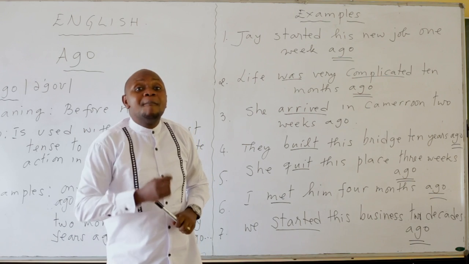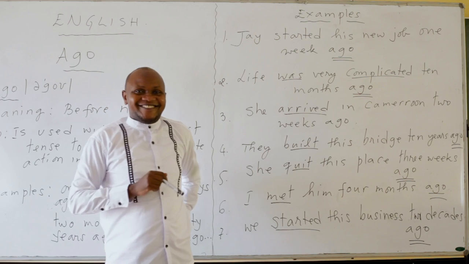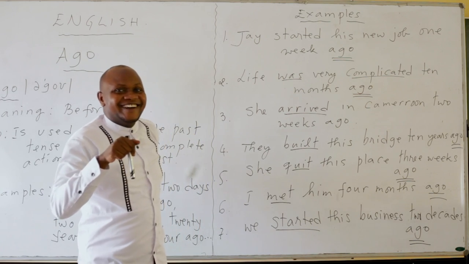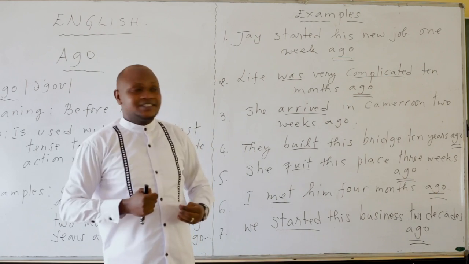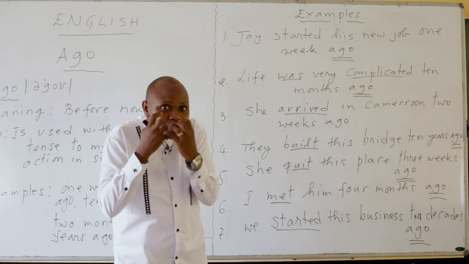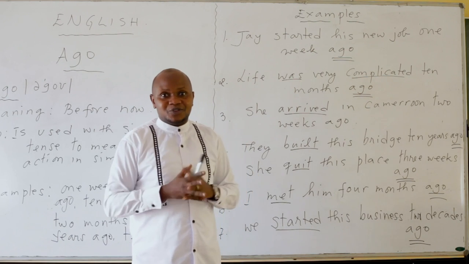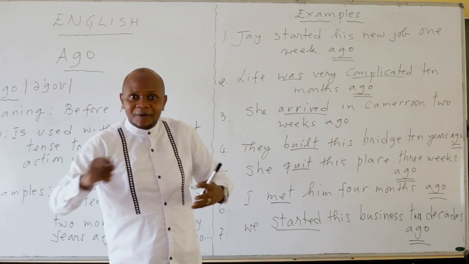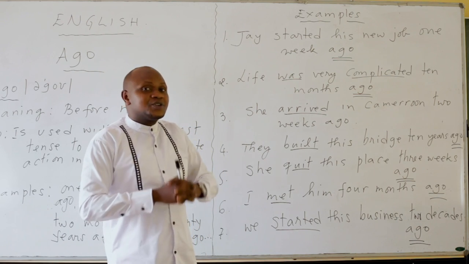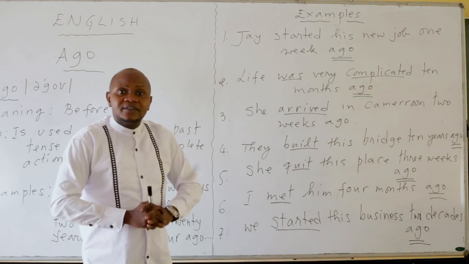It means that 10 months ago life was hard in Kigali because of COVID-19. Life was very complicated 10 months ago. It was very complicated. Life was very complicated 10 months ago.